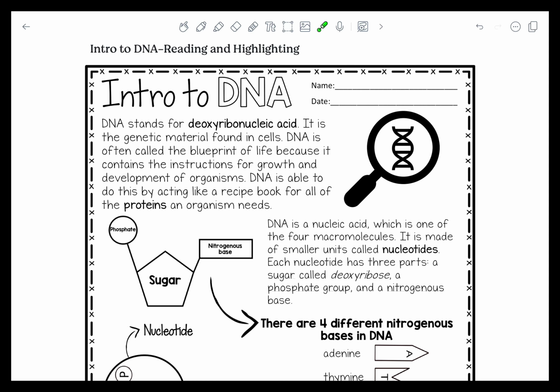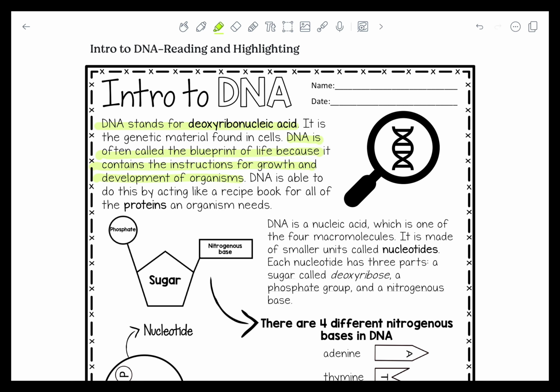So let's go back and highlight a few things that I think are particularly important. For starters, let's go ahead and highlight what DNA stands for. It stands for deoxyribonucleic acid. Now, I do think it's important that you learn how to pronounce this, but for the sake of this class, you can also just use DNA, as long as you know what it stands for. It's the genetic material in cells. We know this because we learned about that earlier when we talked about cells. Again, DNA is often called the blueprint of life because it contains instructions for growth and development of organisms.